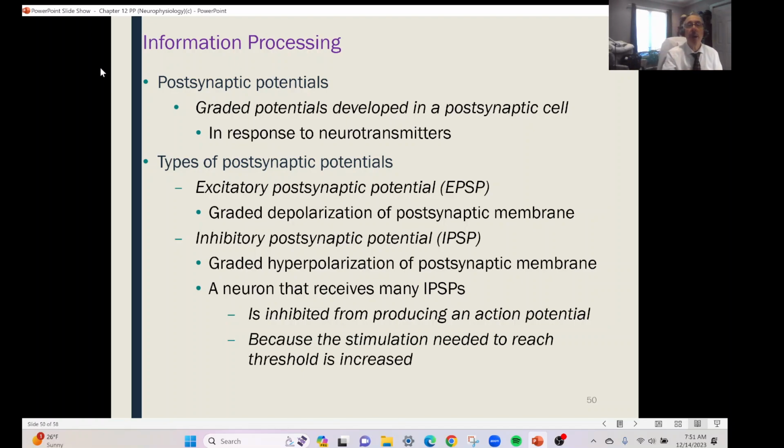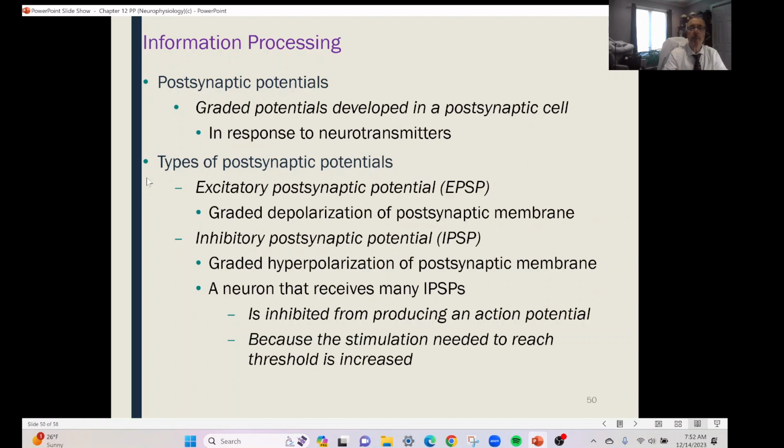Postsynaptic potentials are graded potentials developed in a postsynaptic cell in response to the neurotransmitter. So we said that before. Once the neurotransmitter gets to the receptor, the graded potential takes place in the cell. So we kind of know that already. When the cell membrane becomes excited, meaning that it's going to fire, we call this an excitatory postsynaptic potential. We usually abbreviate this EPSP. This is a graded depolarization of the postsynaptic membrane. This is what we've seen so far in all the other lessons I've taught you.